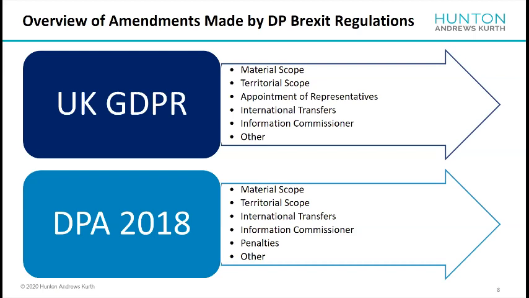So, for example, in the UK, the age for children's consent is 13 and not 16 as provided by the EU GDPR. So in the UK GDPR, Article 8 has been amended so that children's consent to information society services is 13. Moving on to look at the DPA.